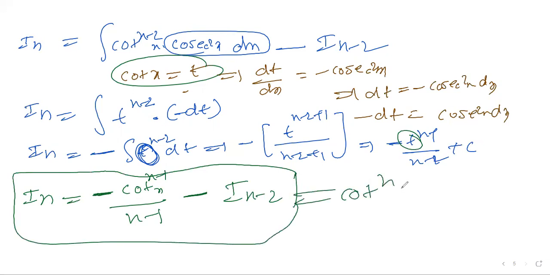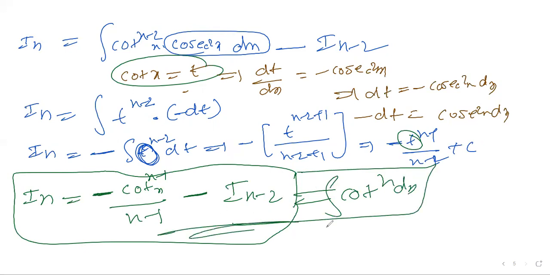The integration of cot power nx dx: this is the formula. Wherever there is the integral of cot power nx dx, it equals minus cot power n minus 1 x by n minus 1, minus I n minus 2. It's very clear. So to understand more clearly, I'll take one sample question, where we need to calculate the cot integration.